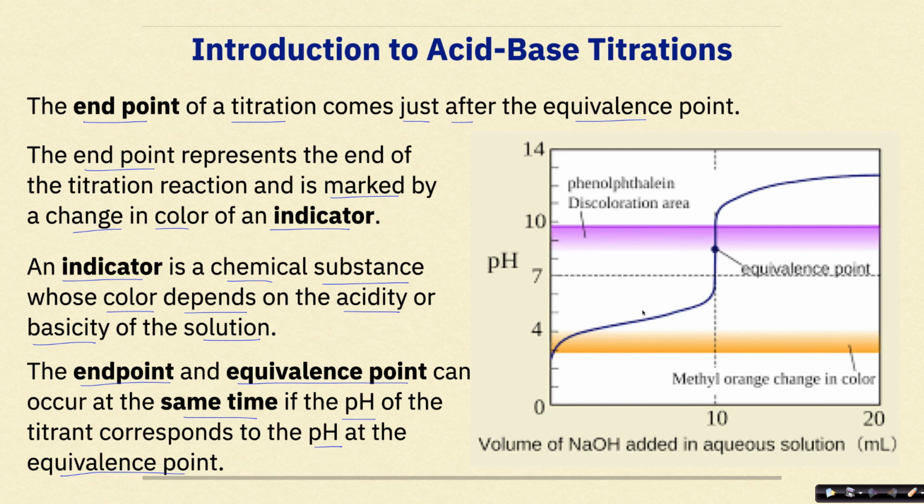So we can look at this graphic over here and we can see where the color change happens for phenolphthalein and where the color change happens for the indicator methyl orange. So in this situation, we can see that the equivalence point is just at the very beginning of this color change, which is marked as the endpoint.